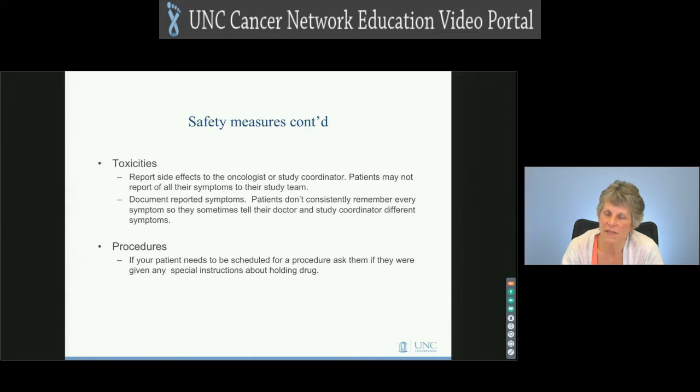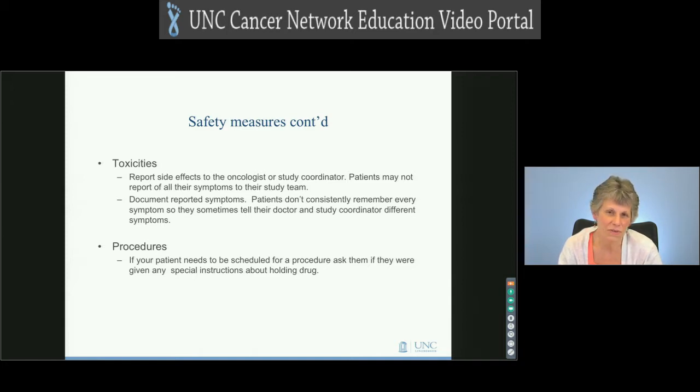Toxicities. These are the side effects that come from the drugs, and our patients are asked every time they come into the clinic by the coordinators, how are you feeling, what are you doing, what are your symptoms, when did they start, when did they stop? Some patients are reluctant or afraid to tell us because they're afraid that if they say, well, I got really sick and spent 3 days in bed, we're going to take them off study.